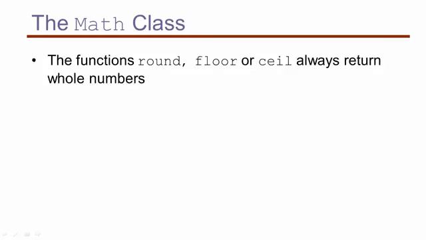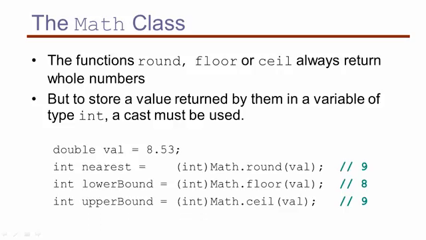So these three methods always return whole numbers, which we may likely want to assign to variables of type int. But we learned earlier that Java's type compatibility rules will not allow us to directly assign values of type double or long to a variable of type int. Rather, such values must be cast prior to being assigned to an integer variable.